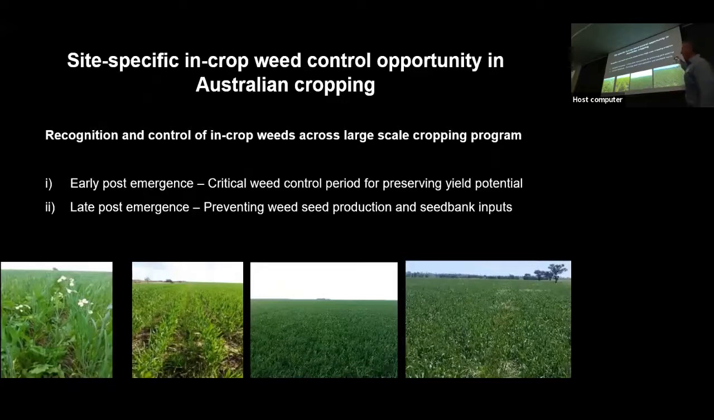The second general period is that late post-emergence phase. So there, the opportunity has passed to prevent yield loss. It's more about preventing seed production and subsequent problems in your cropping program. So you're trying to target the weeds before they have a chance to produce viable seeds that go into the seed bank. So I guess it's a bit like mopping up the survivors.